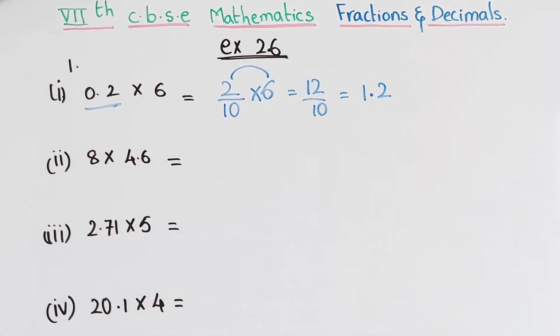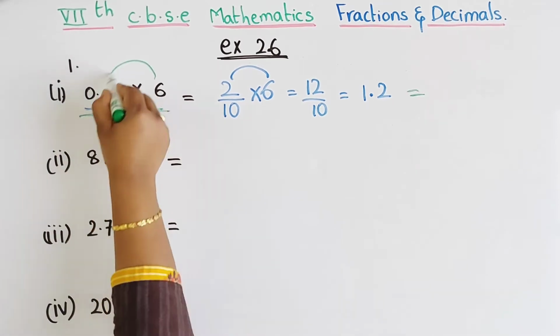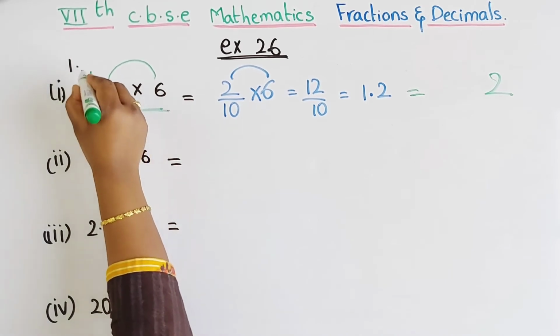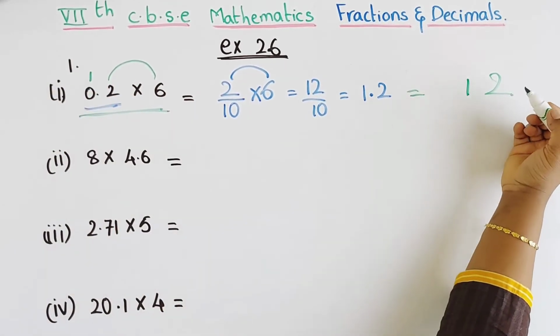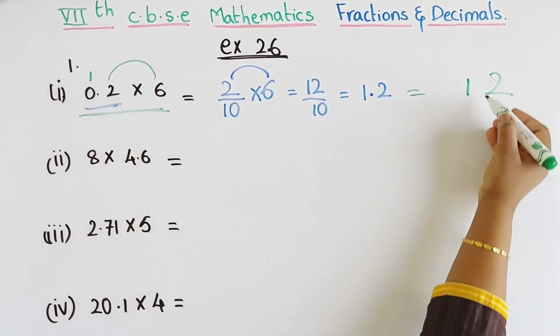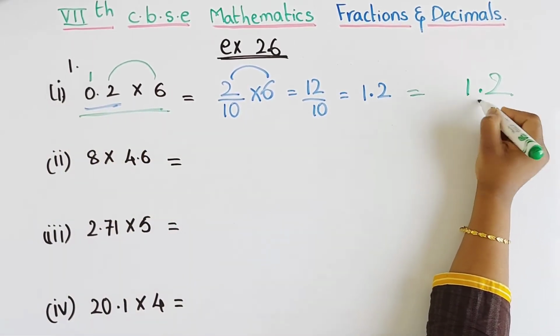Or you can do one more method here. You can multiply directly. 6 twos are 12 and 1 here. 6 zeros are 0 and 1. 12, right? Here the point is after one number. That means here also the point is after one number.